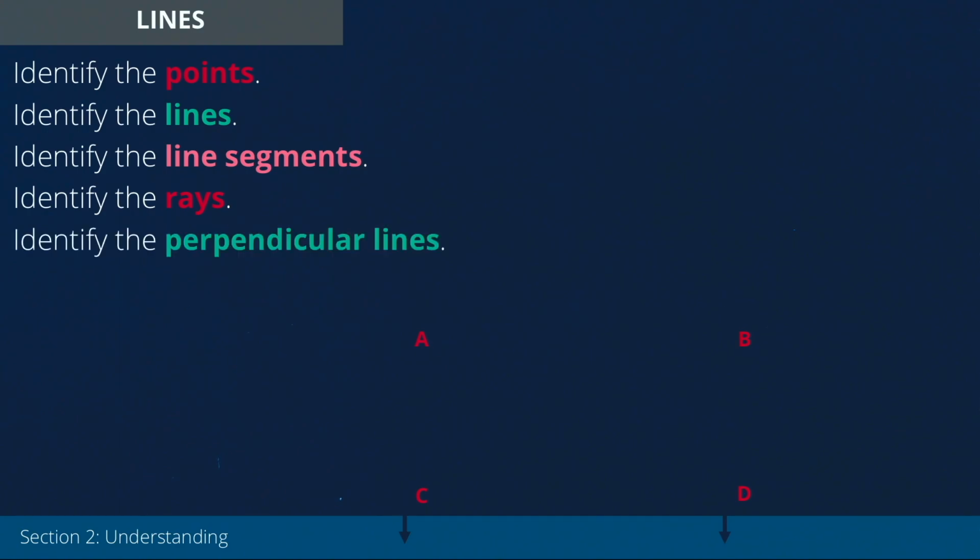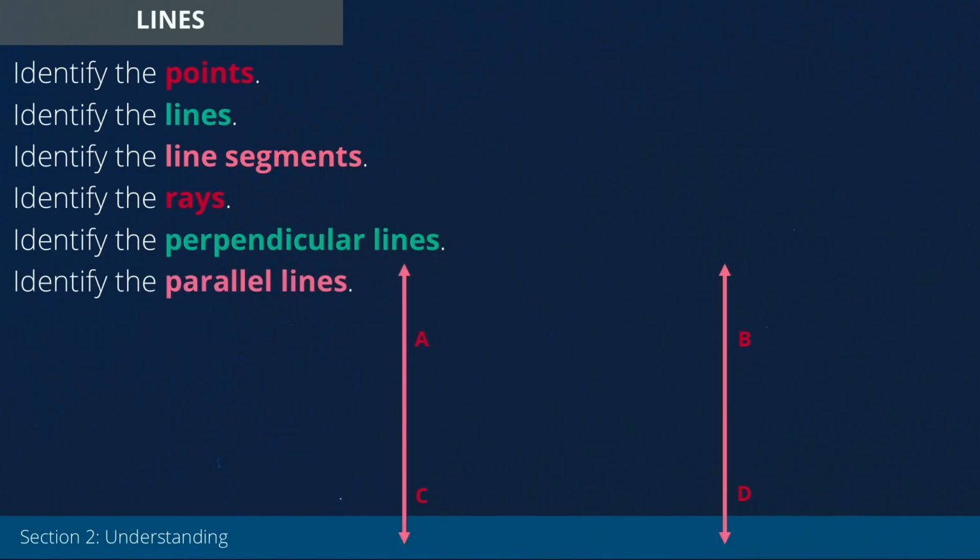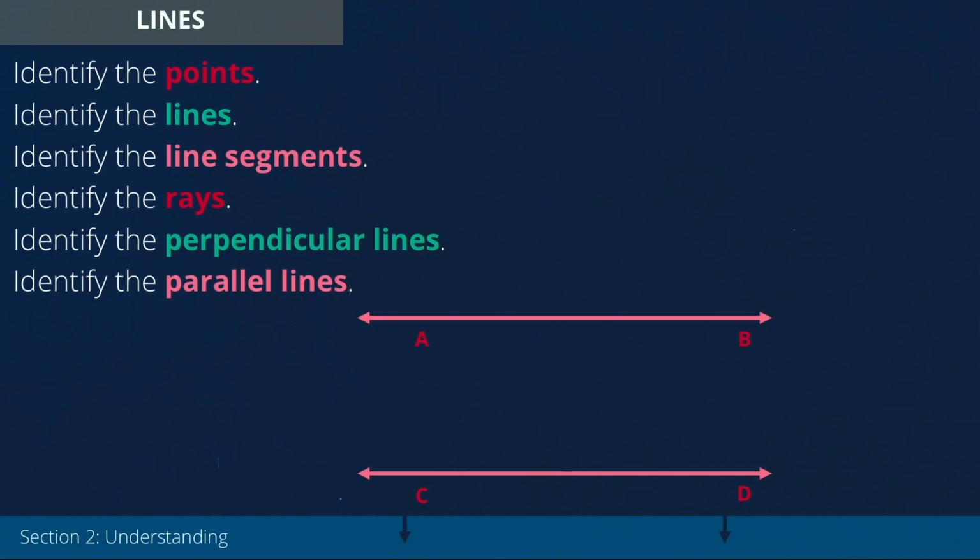Then I want to identify perpendicular lines. Perpendicular lines are lines that intersect. So here's a set of perpendicular lines, here's a set of perpendicular lines, and here. Now what about all of the parallel lines? Here's a set of parallel lines, here's a set.